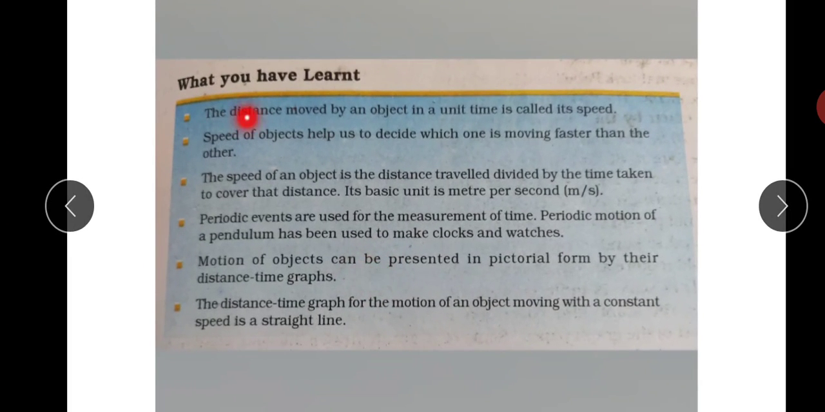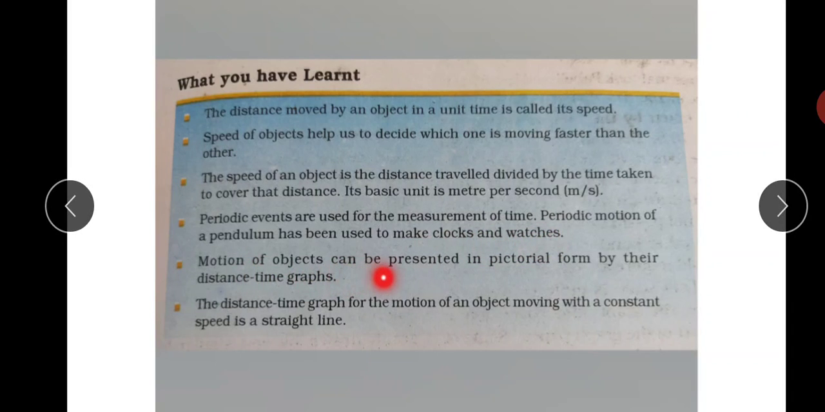So what all we have learnt in this chapter: the distance moved by an object in unit time is called its speed. Speed of objects helps us to decide which one is moving faster than the other. The speed of an object is the distance traveled divided by the time taken to cover that distance. Its basic unit is meter per second. Periodic events are used for the measurement of time. Periodic motion of a pendulum has been used to make clocks and watches.